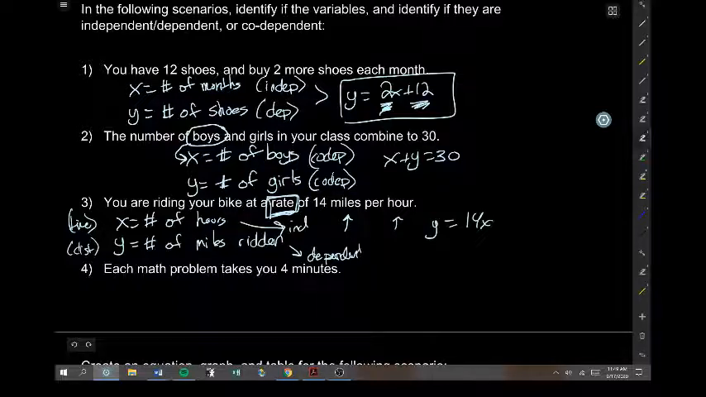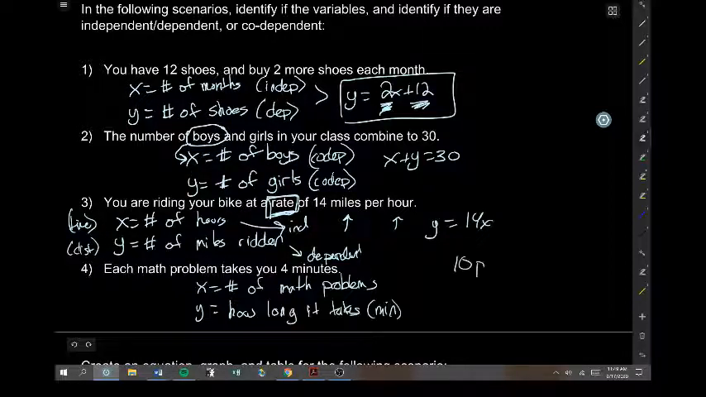The number 4 is going to be the one where it switches, where time is actually going to be dependent. So I'm going to have X equal number of problems due. And Y will be how long it takes in minutes. For example, if there were 10 problems, that would be 40 minutes. And if there were 2 problems, that would be 8 minutes.